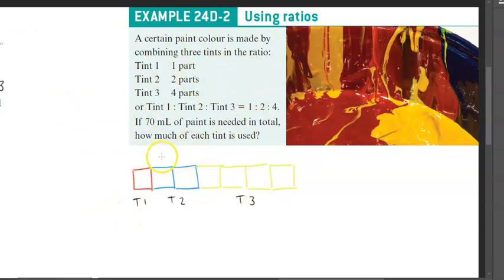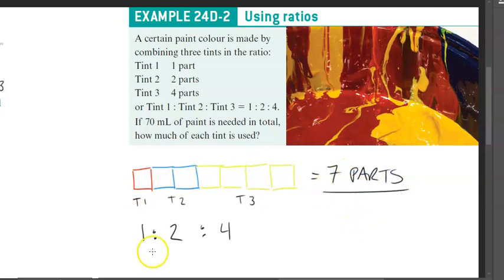All right, so this question here is in the form of a ratio: Tint 1 to Tint 2 to Tint 3, 1 to 2 to 4. Okay, so we've got 1 part to 2 parts to 4 parts. Now we can use as many numbers as we can within a ratio, but what I care about is how many total parts there are all up. Before I even answer the question, how many parts are there all up? 1, 2, 3, 4, 5, 6, 7. So this is made up of 7 parts all up.